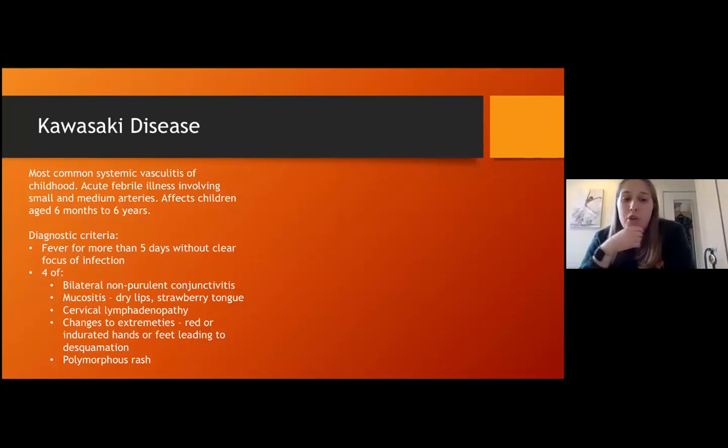So bilateral non-purulent conjunctivitis, so that would be in both eyes. Mucositis, so this is the dry lips and strawberry tongue, like someone said, so that's good. I'll show you pictures of these on the next slides. Cervical lymphadenopathy, yep. And then changes to extremities. This is often described as desquamation of the hands and feet, which, like you said, is peeling of the skin. And a polymorphous rash as well, which I'll show you a picture of in a second.